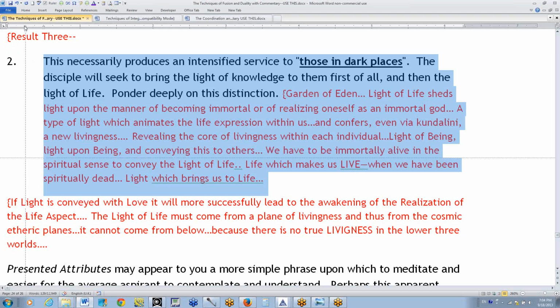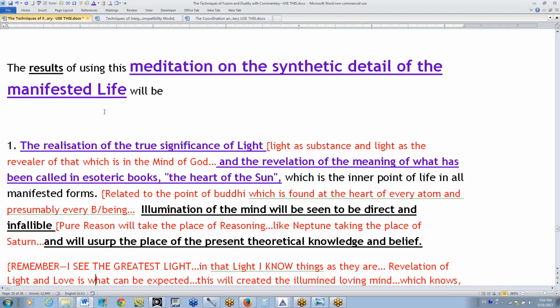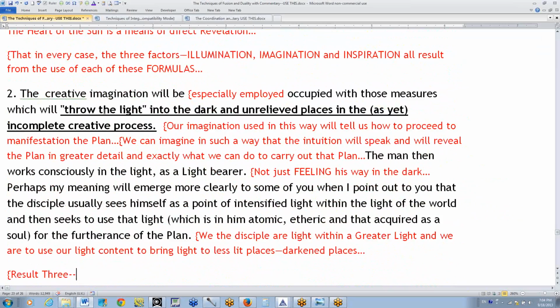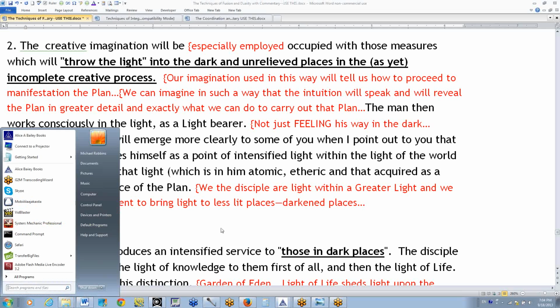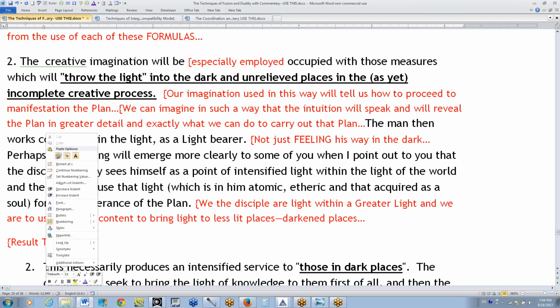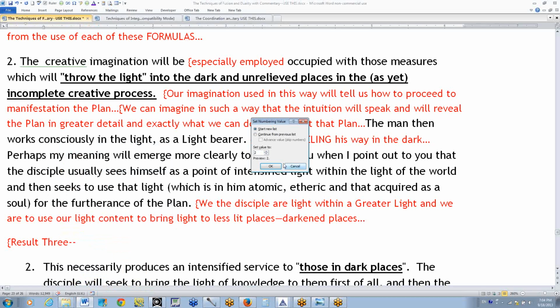So let's summarize here, and we'll say that the results of meditating upon the synthetic detail of the manifested life, realizing the... I see what our problem is here. I don't like to leave this... continue numbering. Well, okay. Let's see here. Numbering, and we'll go on to set number value, and we'll say, let it be a 3. All right, that makes me feel better.